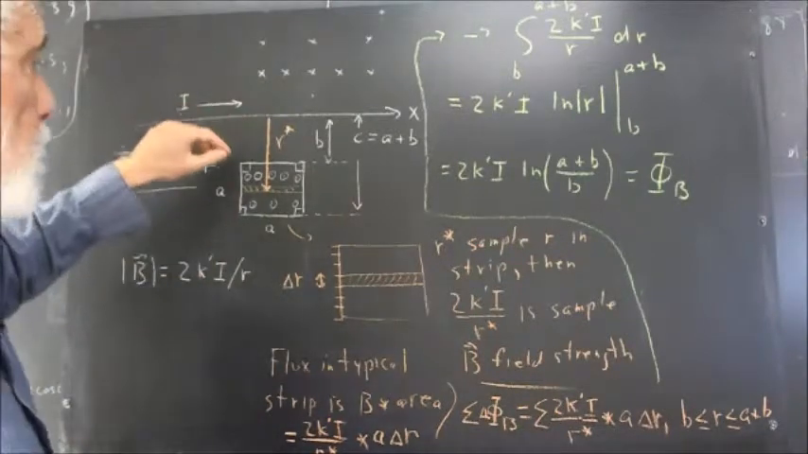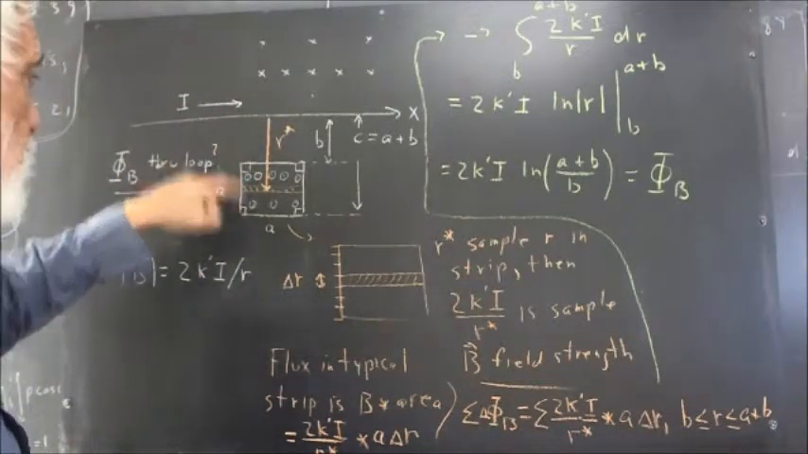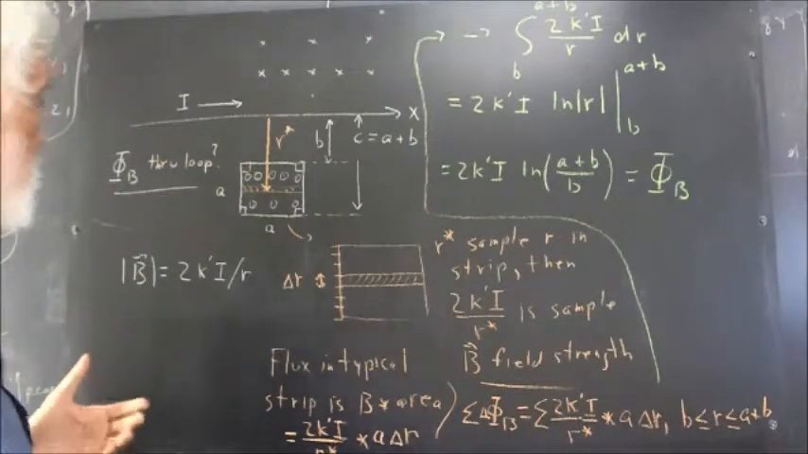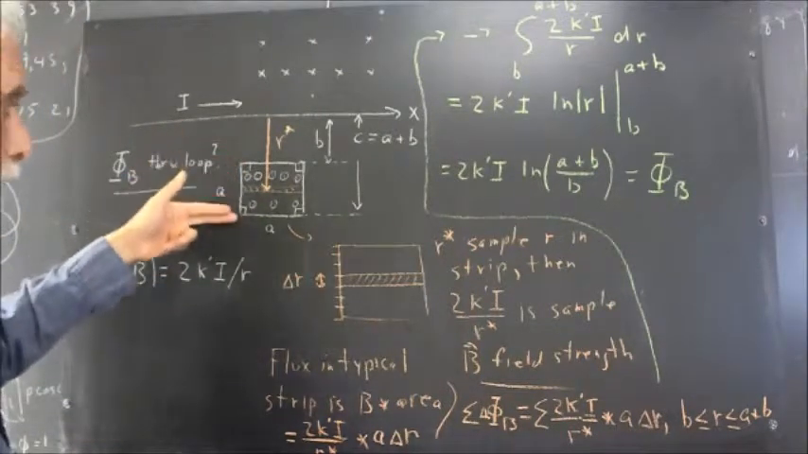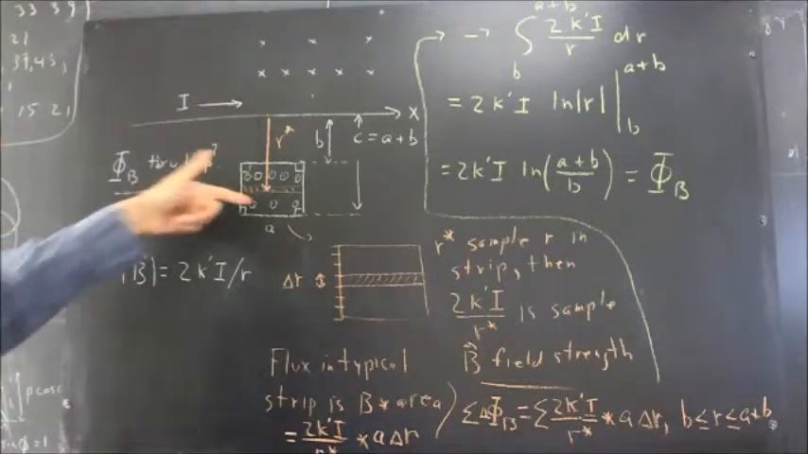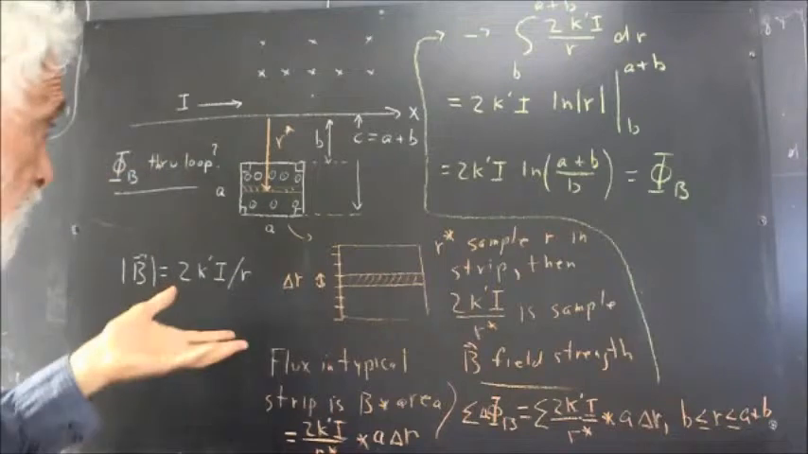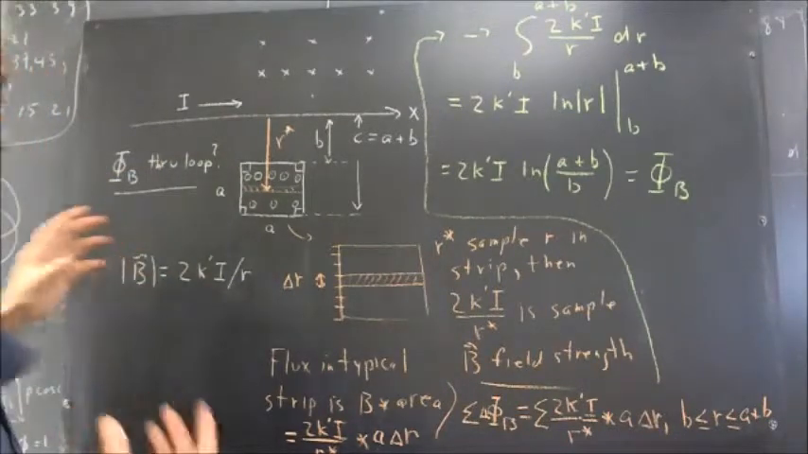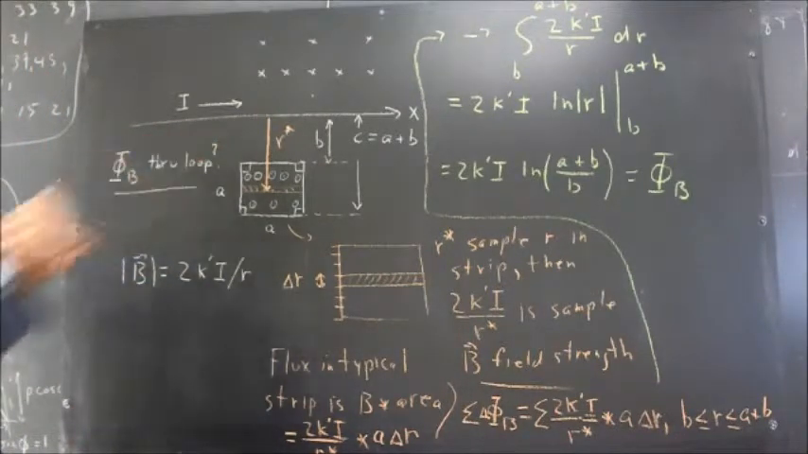Okay, so what we do to figure out the flux through this loop: the magnetic field changes from one side of the loop to the other. And it's a reciprocal with the distance, and that's not a linear rate of change, so we're going to have to do an integral to figure out the flux through the loop.